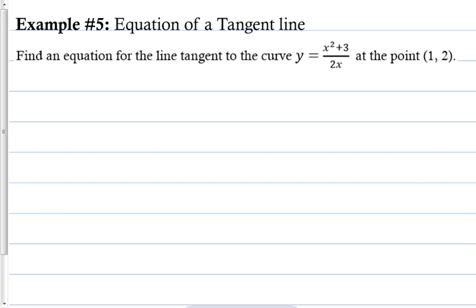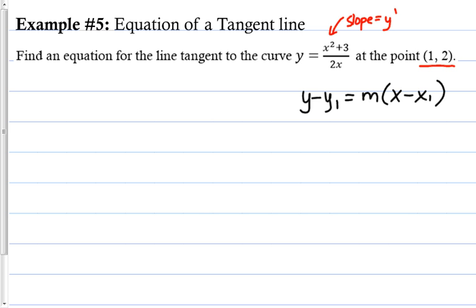All right, example 5, equation of a tangent line. Find an equation for the line tangent to the curve y equals x squared plus 3 divided by 2x at the point 1, 2. Okay, so remember, to write an equation, you need two things. You need the slope, and you need a point. Here's my point. Slope is the derivative. So I always tell you, this is the formula we're going to use to write the equation. It is the friendliest one. But first I have to find the derivative.